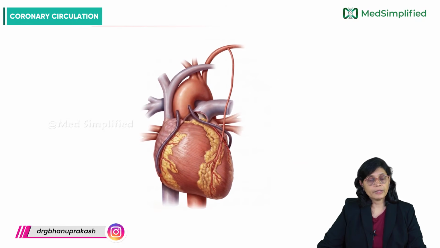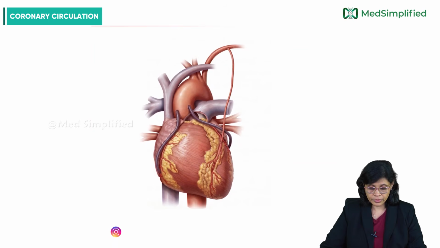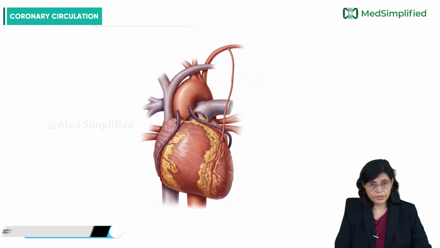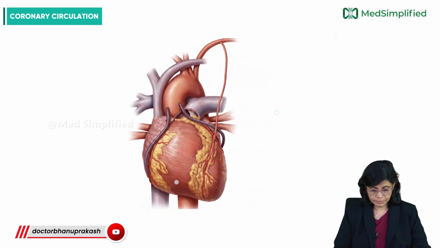For coronary bypass surgery, we take a vessel and anastomose it to a major blood vessel like the ascending aorta or the subclavian, and from there we anastomose it to whichever vessel is occluded, distal to the occlusion, so that the blood supply is regained.